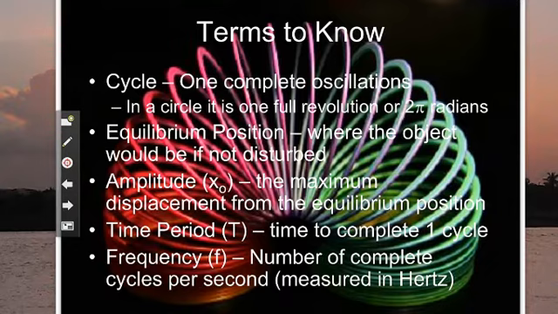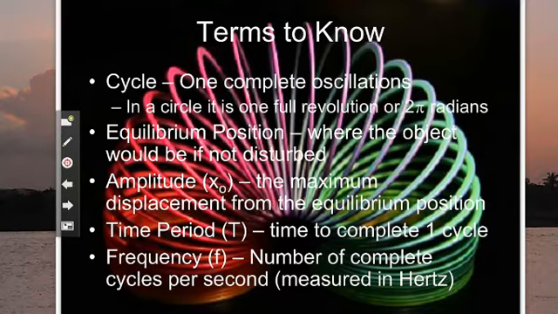Then we have the amplitude, which we symbolize with an x with a subscript 0, or x sub 0. This is the maximum displacement from the equilibrium position. So we're going to be talking about displacement of objects, which is how far they are from equilibrium, but also the amplitude, which is the maximum value of this displacement.